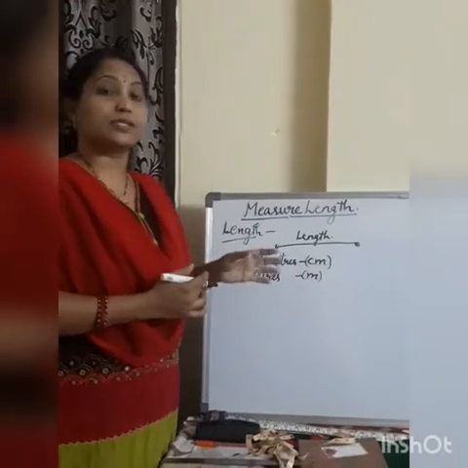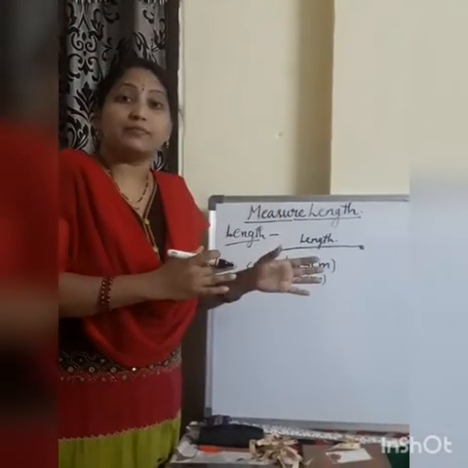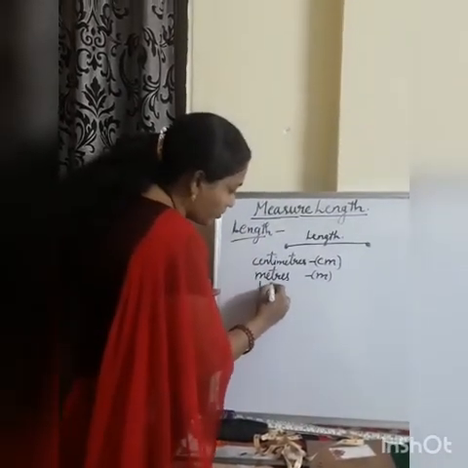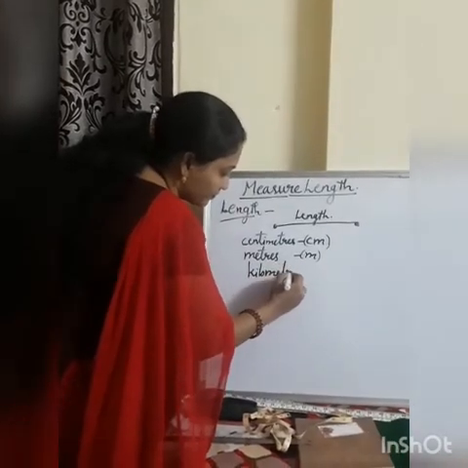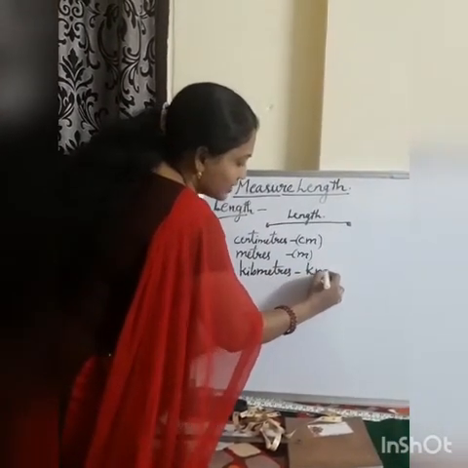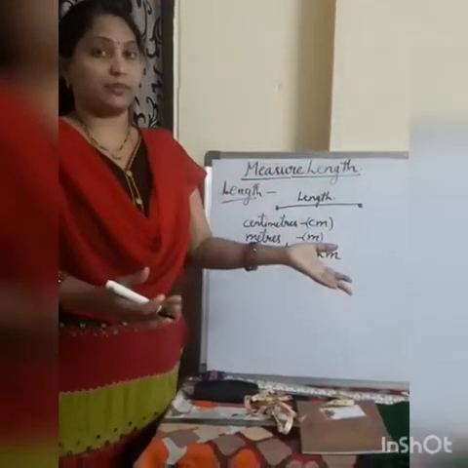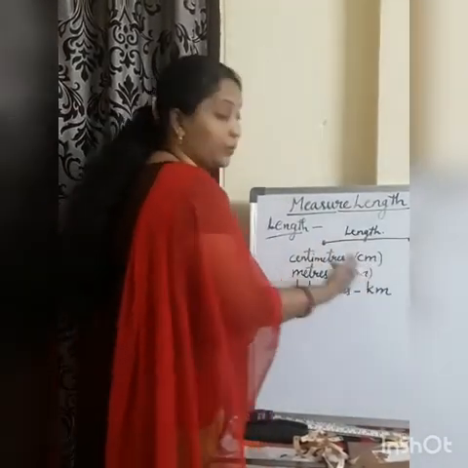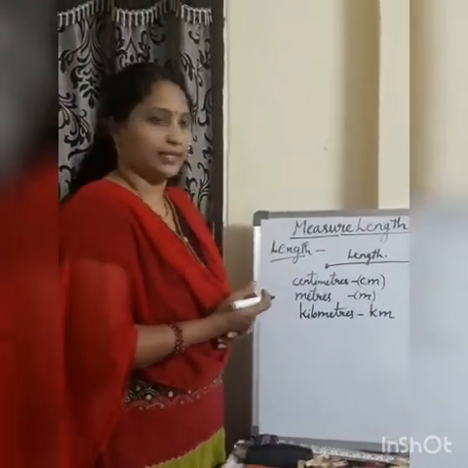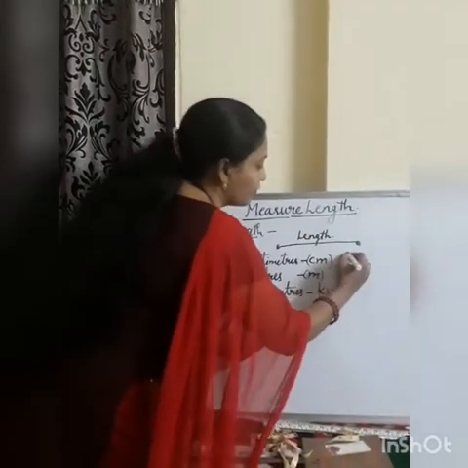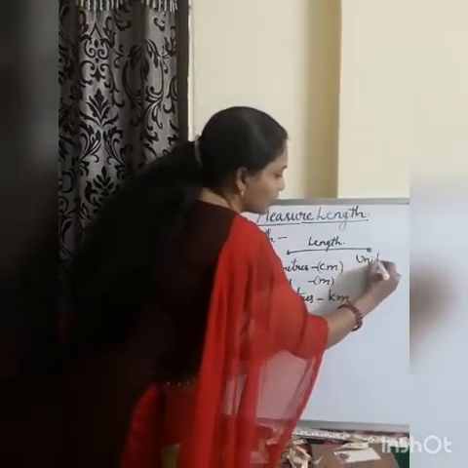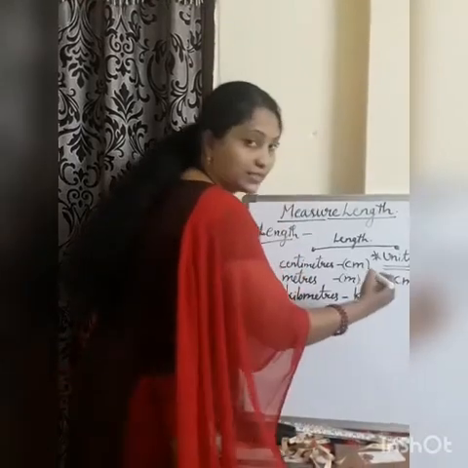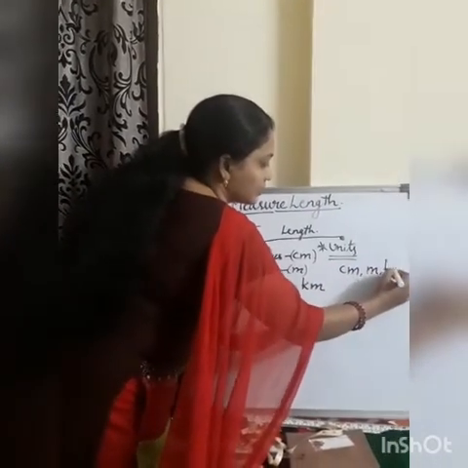And we use kilometers. That is the distance between one place to another place. We use kilometers to measure the long lengths, like the distance between one place to another place. So these are the units of measuring length. What do we call them children? Units to measure the length are centimeters, meters and kilometers.